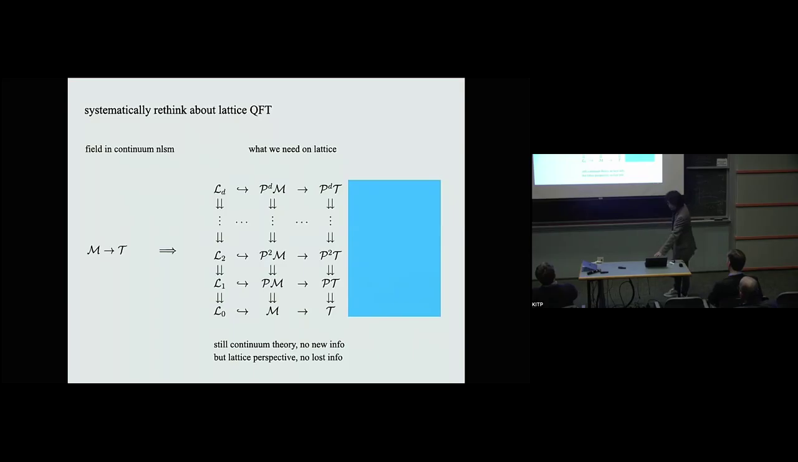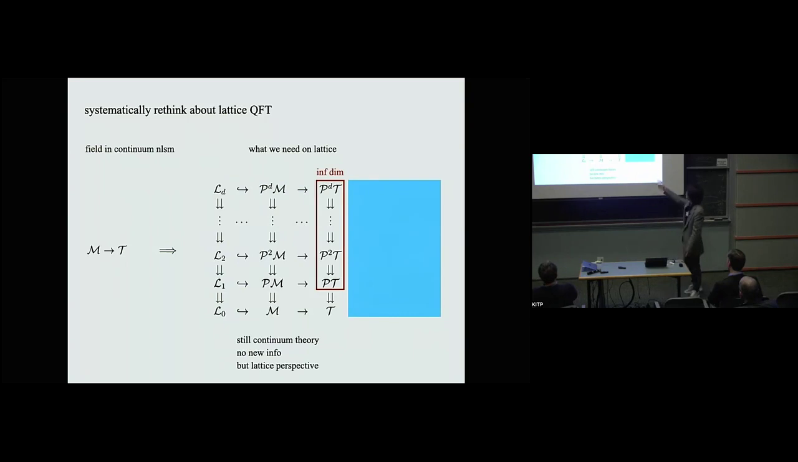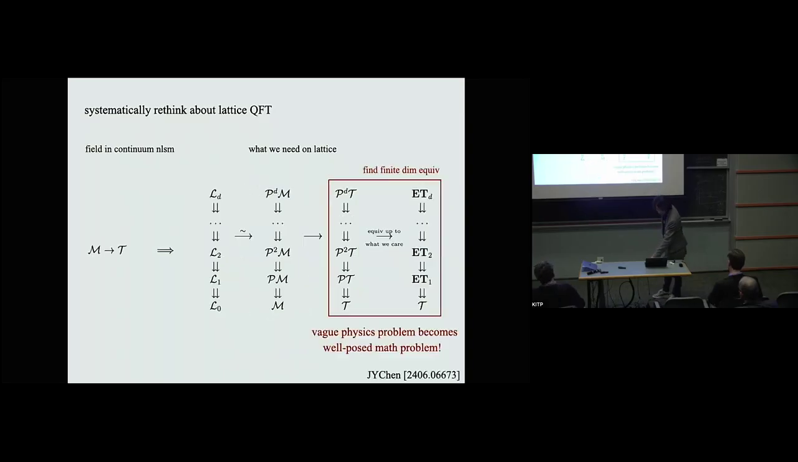But the continuum information has too much unimportant UV detail, right? Reflected in the fact that the path space in the target manifold is in general infinite dimensional, and also the surfaces and so on. So now, what we want is to truncate away those unimportant details, but keep the important stuff. And I would say my main contribution is that this vague physical problem organized in such a way becomes a well-posed mathematical problem. We want to find a finite dimensional category that is nonetheless equivalent up to what we want to this infinite dimensional category.